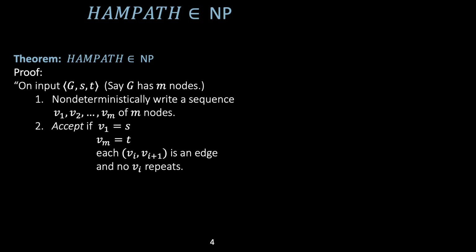And we also have to make sure that there is an edge between each of the vertices in our list and that none of them repeat. If that's not true, we will reject. Thinking about this, we wanted to find a path that went from a start node to an end node, and it went through all of the other vertices or nodes in that graph.